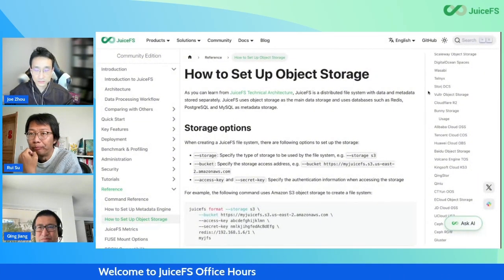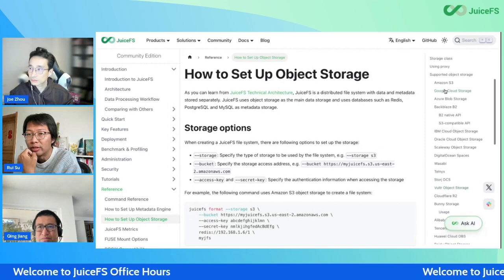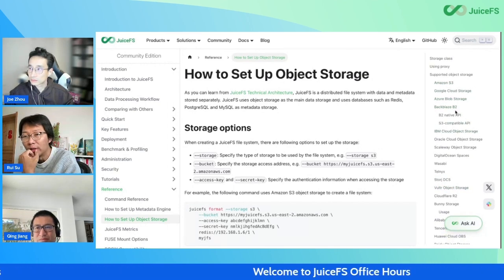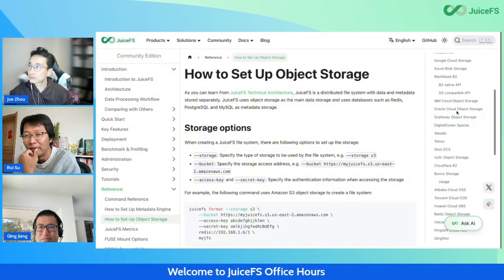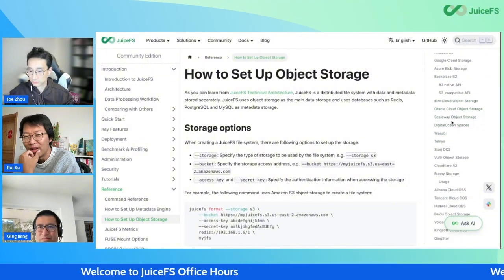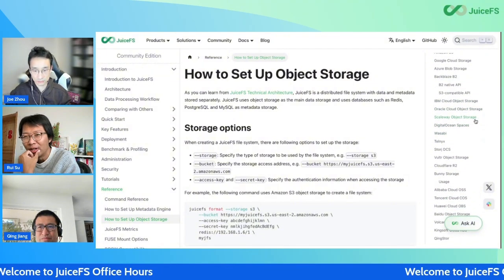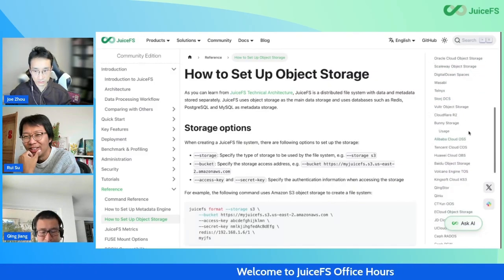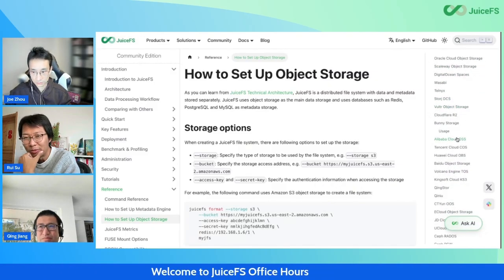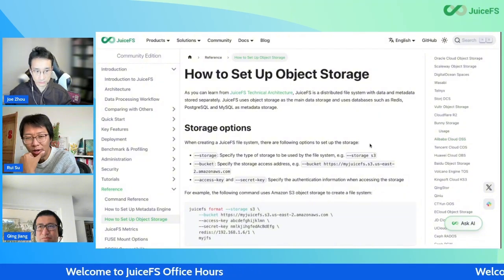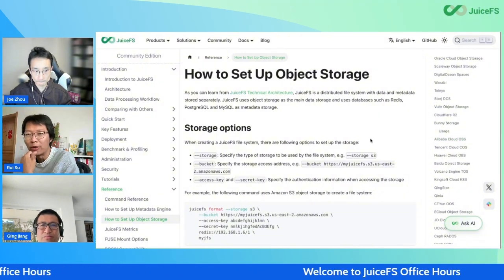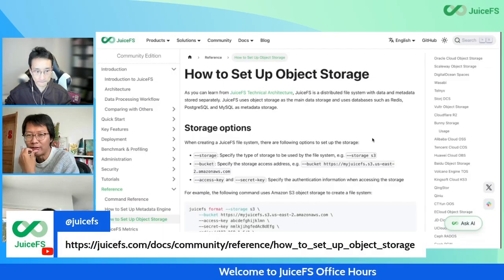It includes some very popular choices like Amazon S3, GCS, and also Backblaze and R2. Maybe IBM, Oracle, Scaleway, which is a cloud provider from France, and DigitalOcean. Yeah, a lot of object storage, because they are almost compatible with the S3 protocol. So supporting them is not a hard thing.